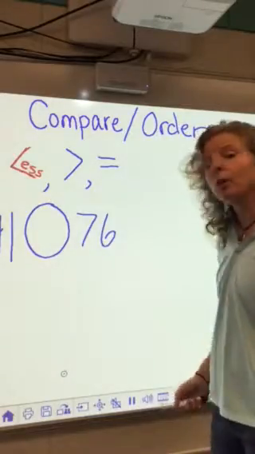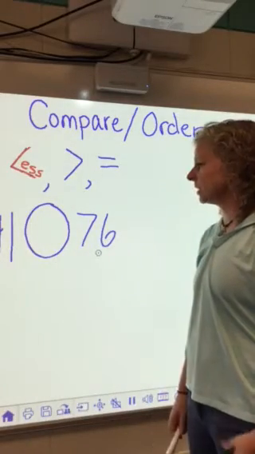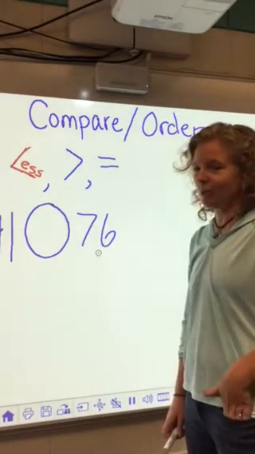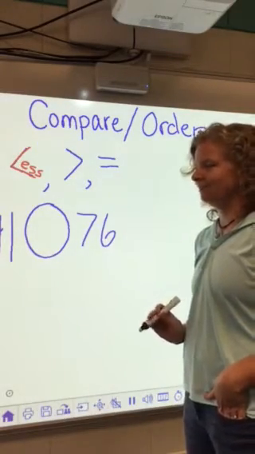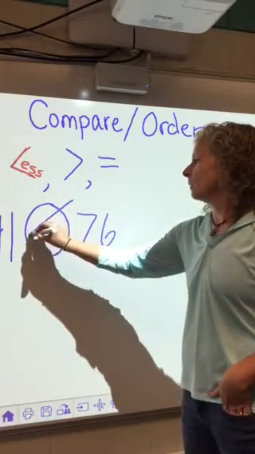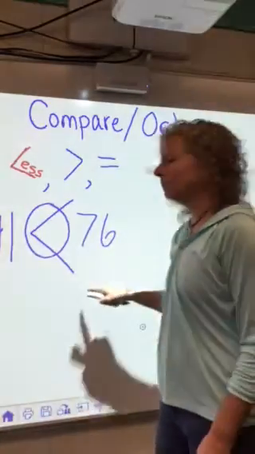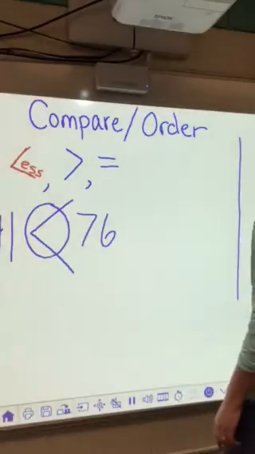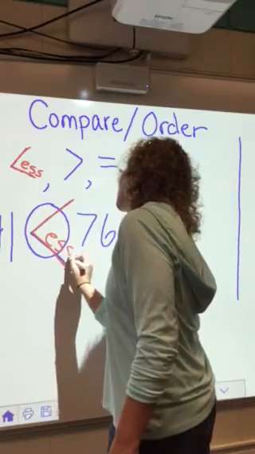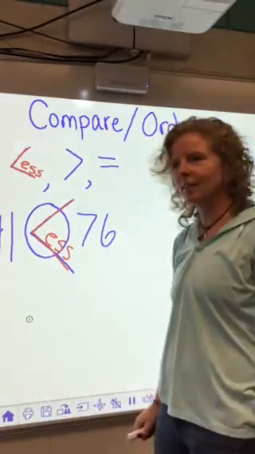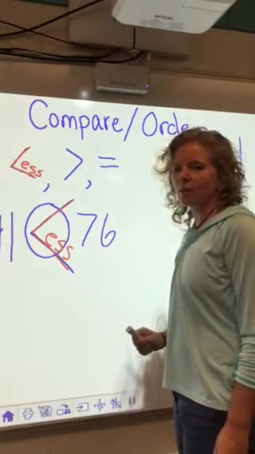The big mouth, bigger number, that helps when you're comparing. You're like, okay, which number's bigger, 41 or 76? Well, when I compare those two numbers, I'd rather have $41 or $76? 76 is bigger. So big mouth goes towards the big number. But how would I read that? 41 is less than 76. Is that a true statement? 41 is less than 76. Yeah, that is exactly true. That's how you use that in comparing numbers.